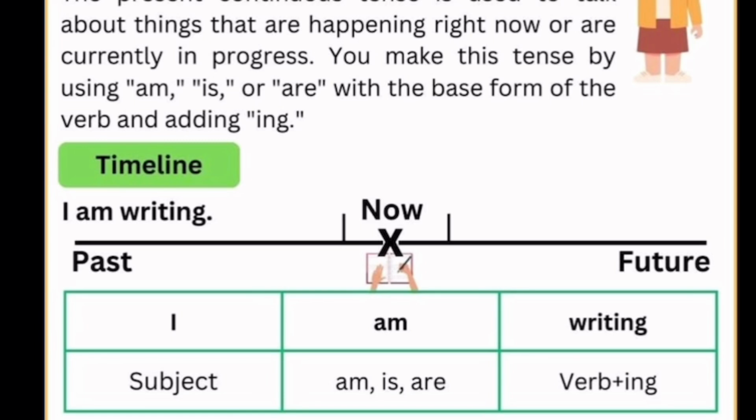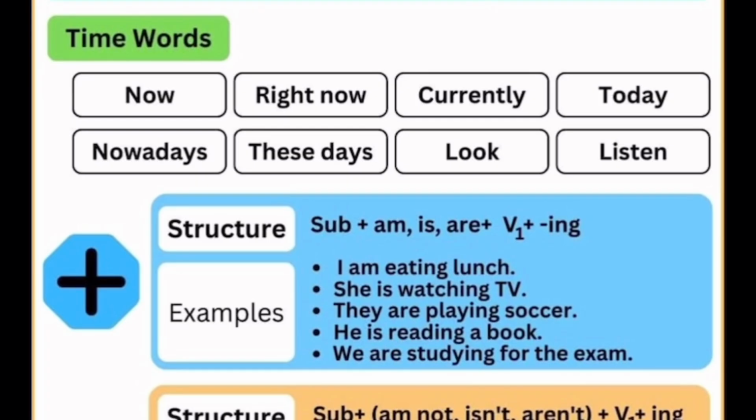Look at that table. Your subject either am, is, or are, depending on the subject that you use with your ing verb. So you say, I am writing. She is writing. They are writing. And now we have some time words, we have some adverbs that we can use to denote that a particular sentence is in present continuous tense.